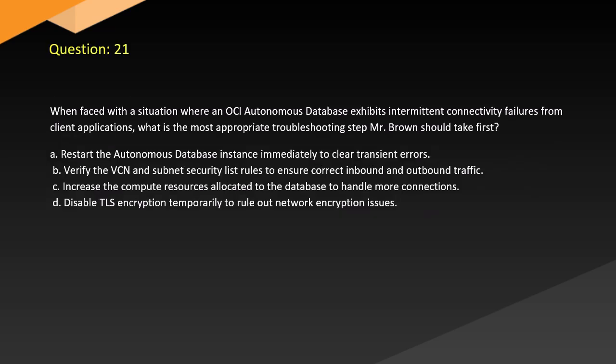Question 21. When faced with a situation where an OCI autonomous database exhibits intermittent connectivity failures from client applications, what is the most appropriate troubleshooting step Brown should take first? A. Restart the autonomous database instance immediately to clear transient errors. B. Verify the VCN and subnet security list rules to ensure correct inbound and outbound traffic. C. Increase the compute resources allocated to the database to handle more connections. D. Disable TLS encryption temporarily to rule out network encryption issues.